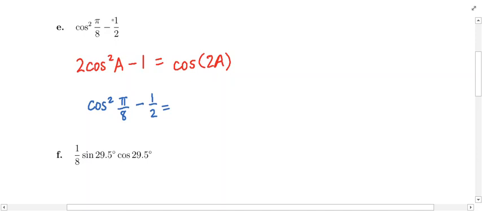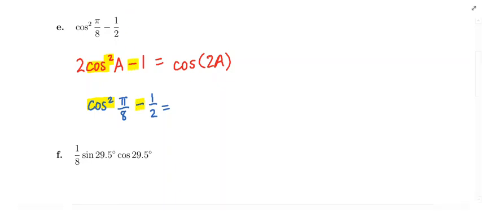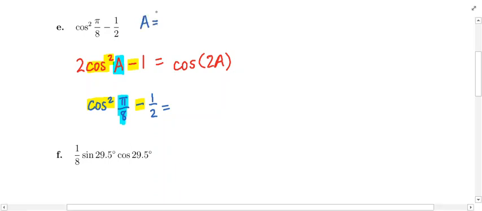Now let's try to match them up. We see a match with the cosine squared. And I see the minus matching up, and that's about it. The argument is easy to decipher here. What you're taking the cosine squared of is pi over 8. So we can go ahead and say that the A value has to be pi over 8.